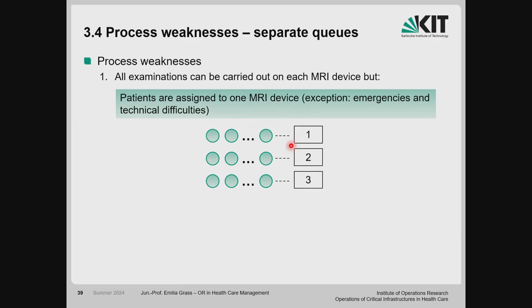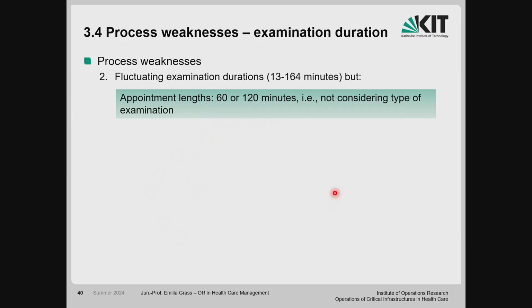And we know from queuing theory, this is not optimal. Another process weakness is that they observe that the fluctuating examination durations are between 13 minutes and 164. But what the clinic is doing is only assigning either a 1 hour slot or a 2 hour slot. Nothing in between, not more, not less. Always these fixed time slots of 1 and 2 hours.